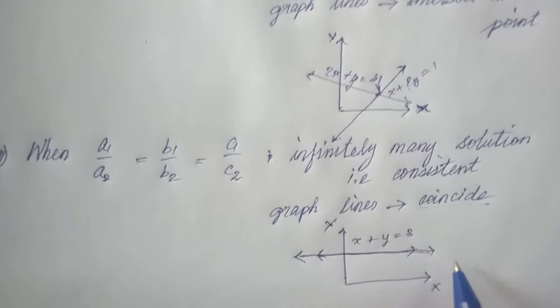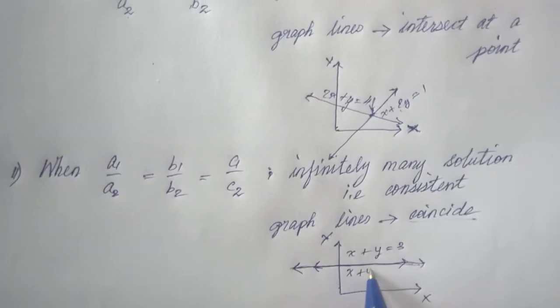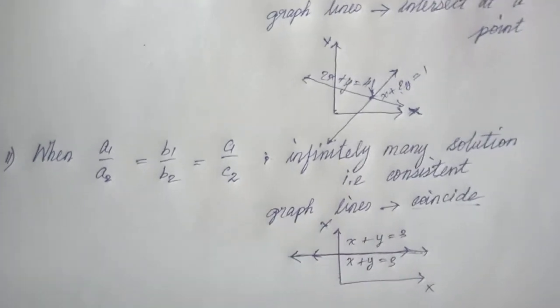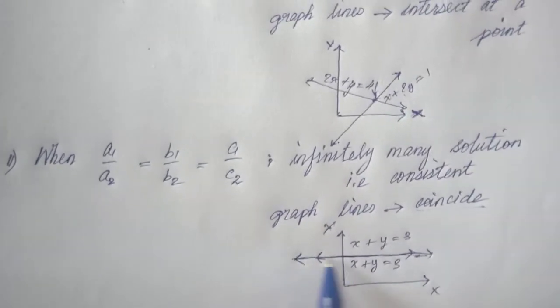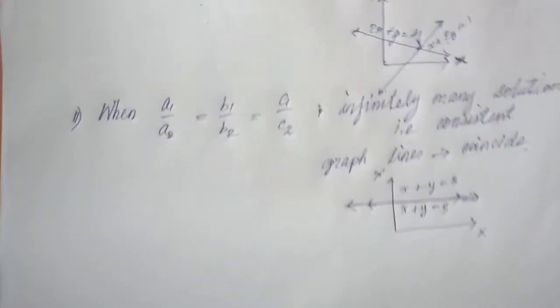That means that the other part is also x plus y equal to 3. So we will have many solutions here if it is coincide, if it is all equal to each other.